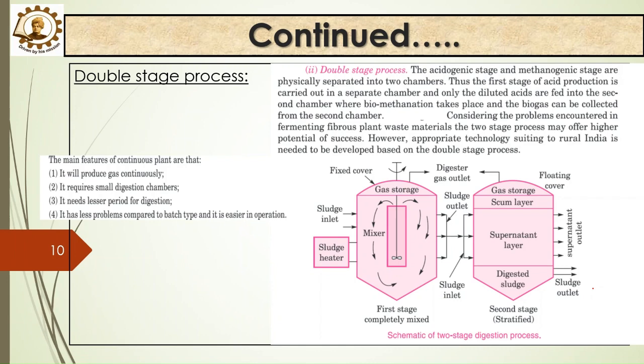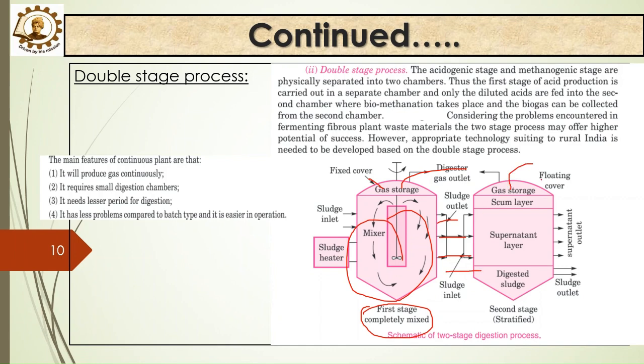So what we do is that we have the sludge inlet, sometimes the sludge heater, and we have a mixer which is mixing. So in the first stage, everything is completely mixed. We have a fixed cover and we take the digested gas out. These are the sludge outlets that become the sludge inlets to the second chamber.